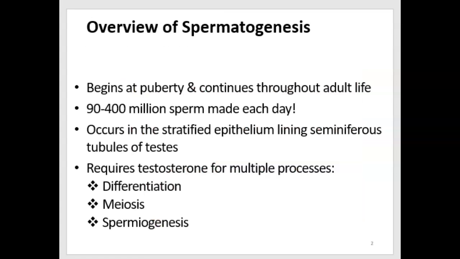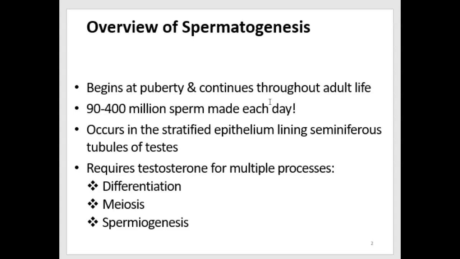So first let's talk about generally the overview of the process of spermatogenesis. It begins at puberty and continues throughout adult life. In adult males, 90 to 400 million sperm are made every single day. And as you have already heard from me, it occurs in the stratified epithelium that lines those seminiferous tubules of the testes.